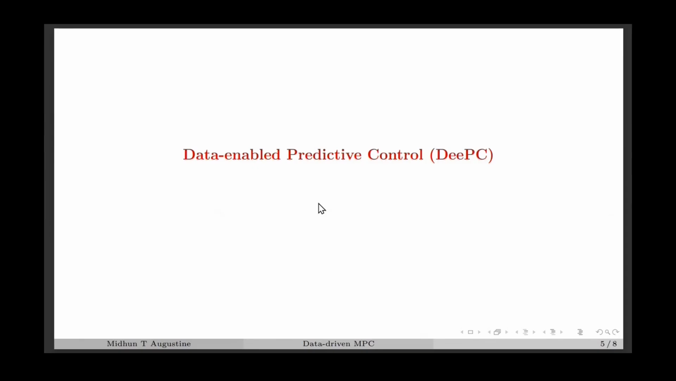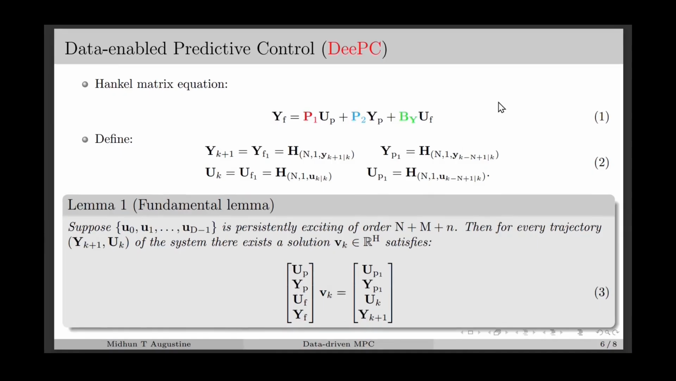Data-enabled predictive control, or DeePC, is a recently introduced approach in the category of model-free control. And in DeePC, the equality constraints are defined using the training data itself without going into an identification step. In SPC, we have derived a Hankel matrix-based output prediction equation which predicts the future output matrix capital YF as a function of the past input matrix UP, past output matrix YP, and future input matrix UF. Similar to the lecture on SPC, we define the past and future input and output sequences as in equation number 2, which are special cases of these block Hankel matrices with only one column.